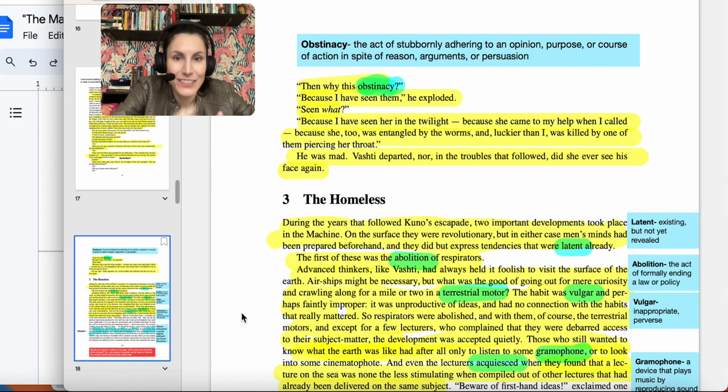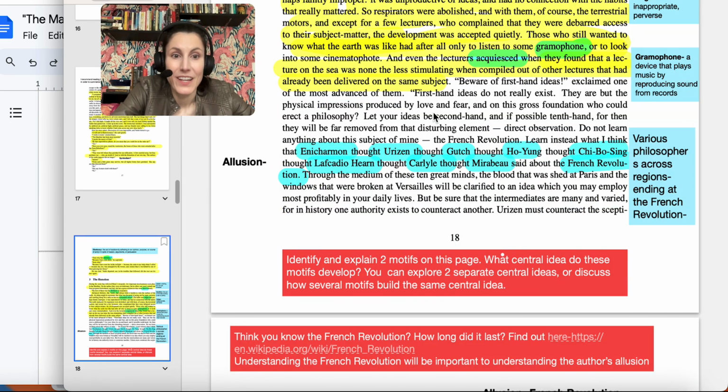Now, in this story, as they're mentioning, here we go. So we have "do not learn anything about this subject of mine, the French Revolution. Instead, what I instead learn..." and then a very long allusion. These are famous philosophers throughout time. And this allusion to the idea that you don't learn anything for yourself. Only learn about things through that specific specialized voice.